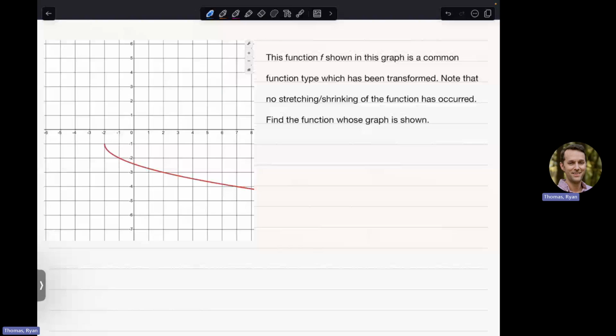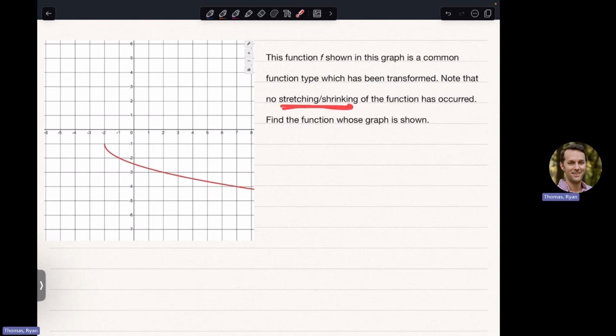So if we want to look at graph transformations, starting with a graph, a problem something like this, just read through these instructions real quick. The function f shown here, so we're calling this thing f, is a common function type which has been transformed. Note that no stretching or shrinking of the function has occurred.